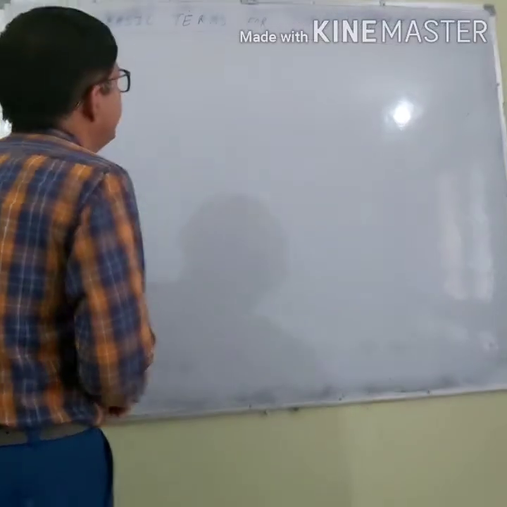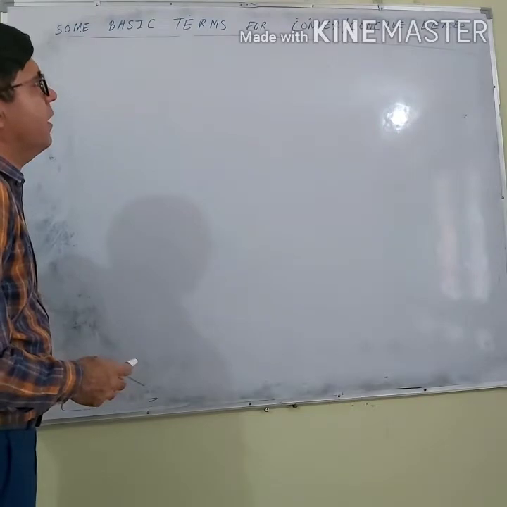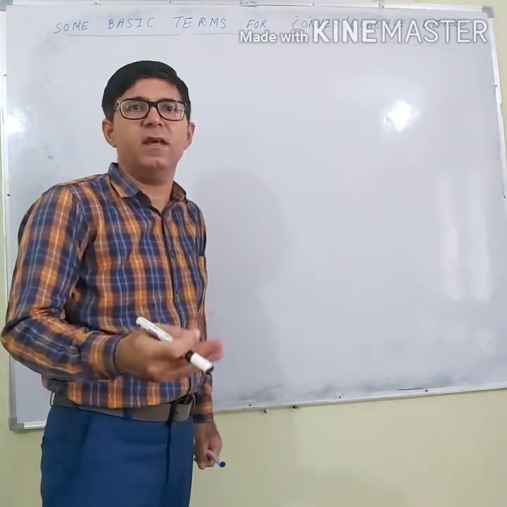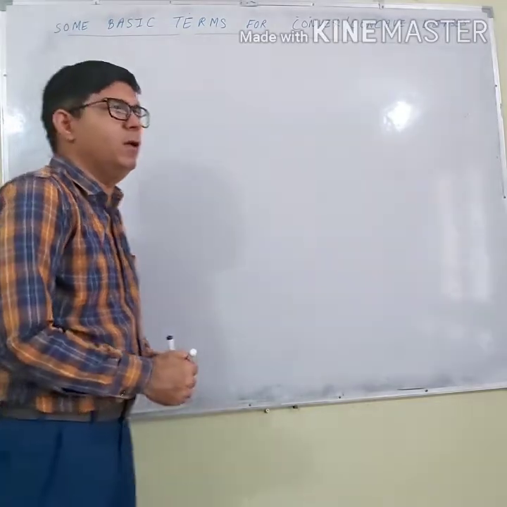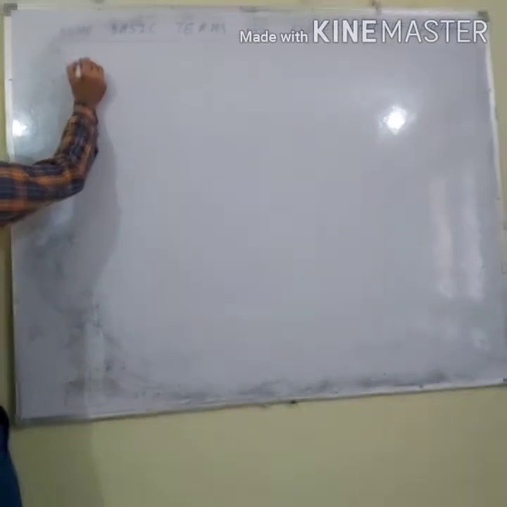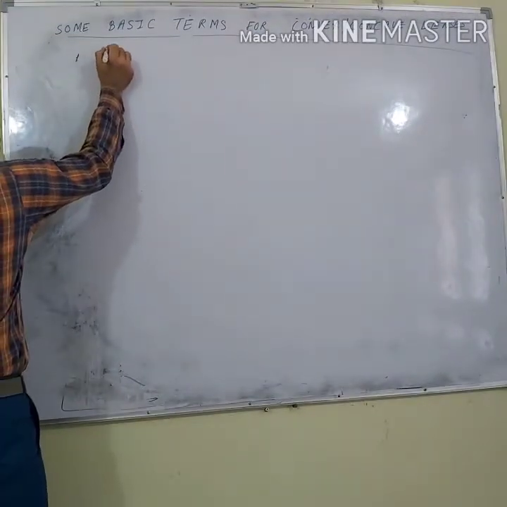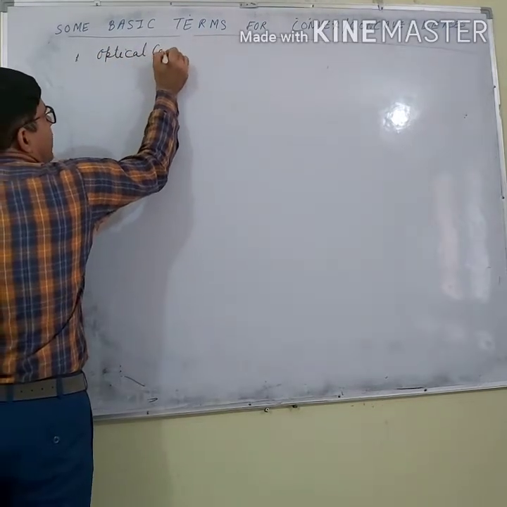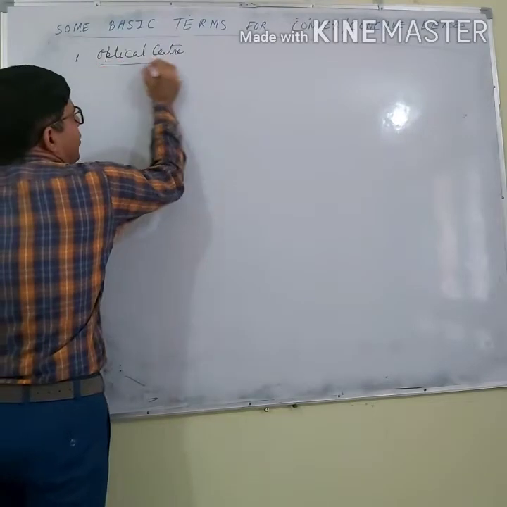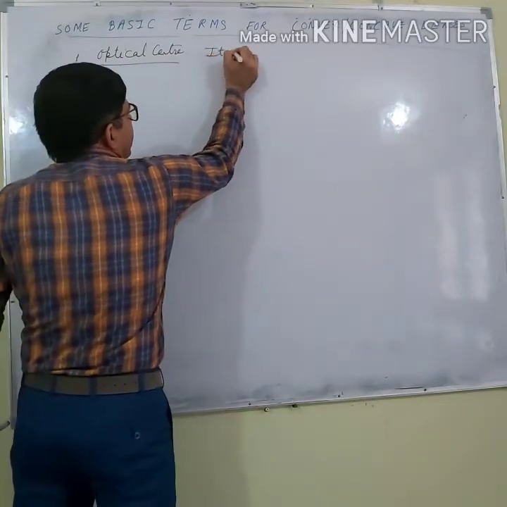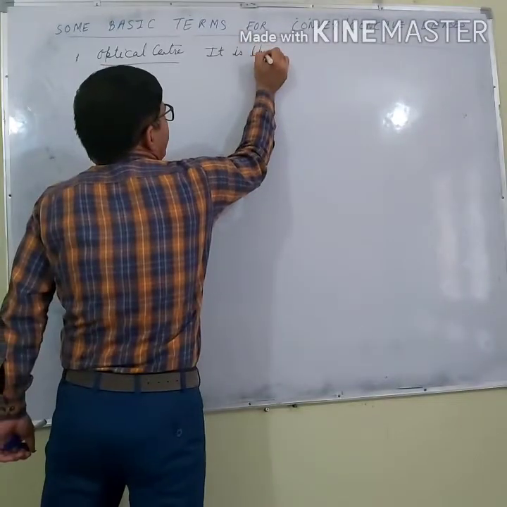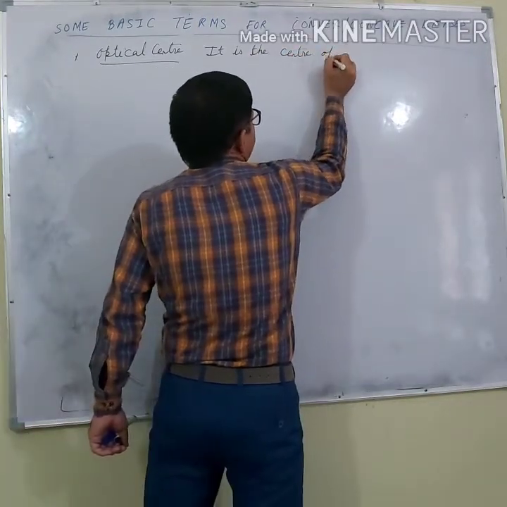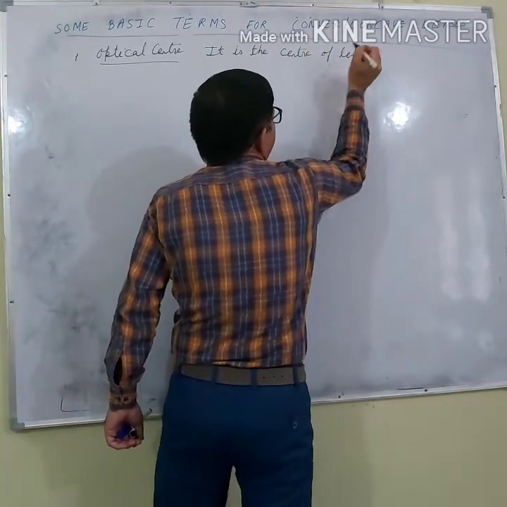Next are some basic terms for convex and concave lenses. These terms are used for the convex lens as well as for the concave lens. So let's do these terms. First is the optical center. As the name suggests, what is the optical center? It is the center of the lens.